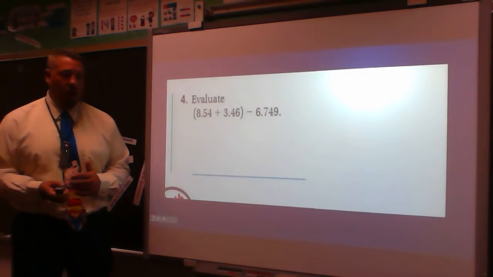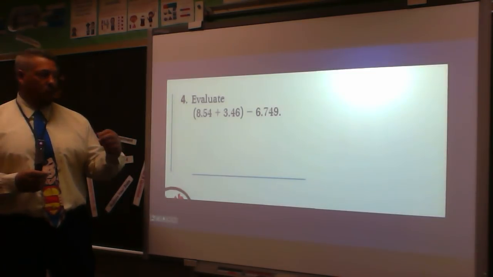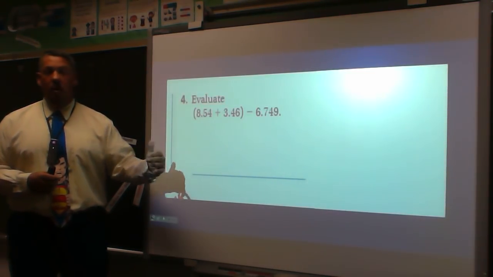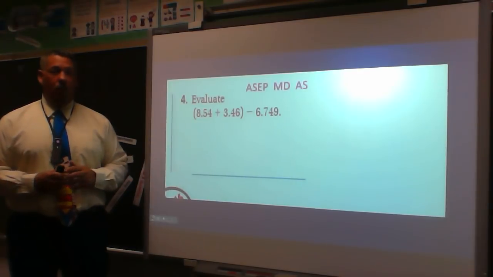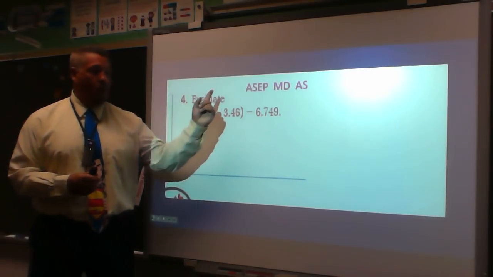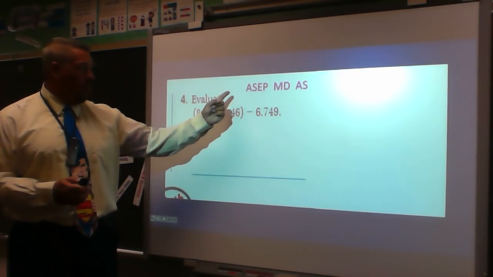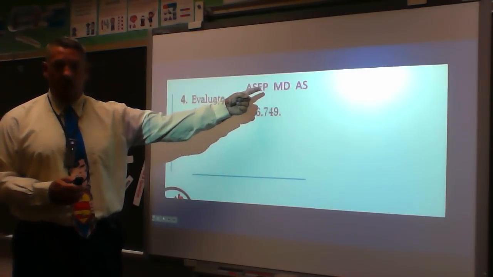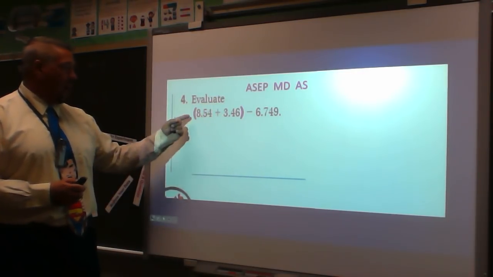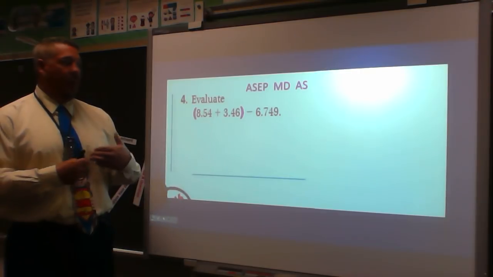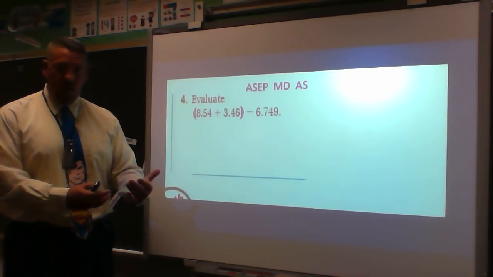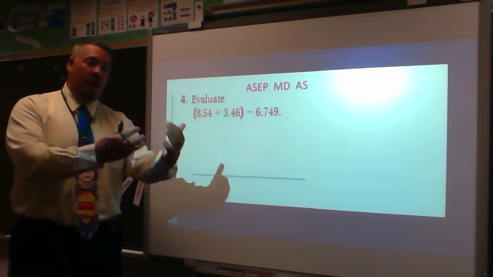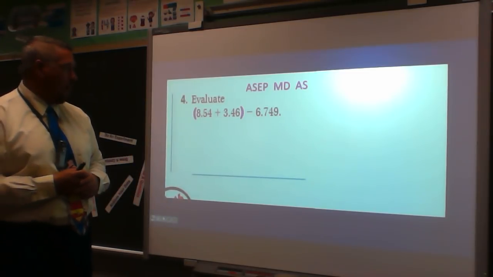Now, number 4 is one of those 3 O things, order of operations. So I have to do my parentheses first when I'm doing my order of operations. Remember, if I ask for several extra presents, that tells me parentheses has to come first. Then I can do the multiplication and division from left to right, and then I can do the addition and subtraction from left to right.